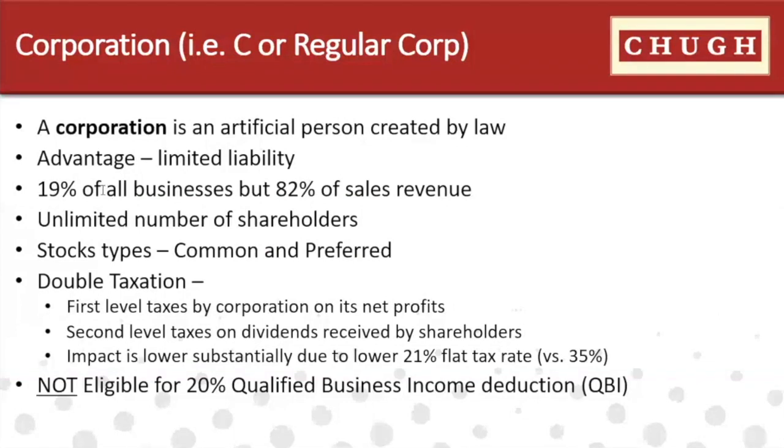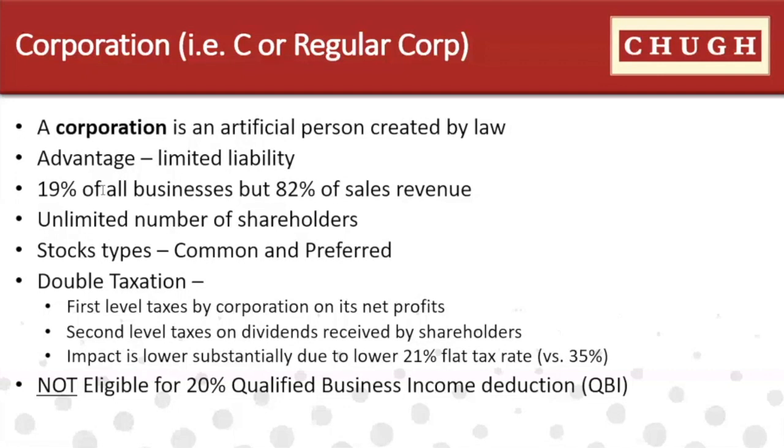Another form of entity is called a corporation. Many times we call it a C corporation or regular corporation to differentiate between C and S corporation, which I'm going to discuss later on. A corporation is an artificial person created by state law. And the biggest advantage this form of business offers is limited liability. Whatever investment the shareholder has put into the company is what is liable. There is no risk to personal assets from the business activity.